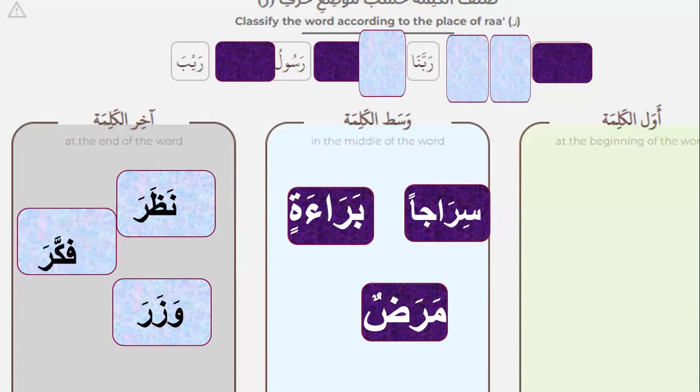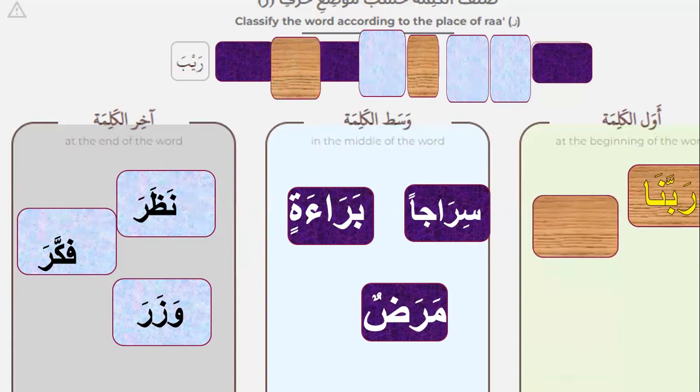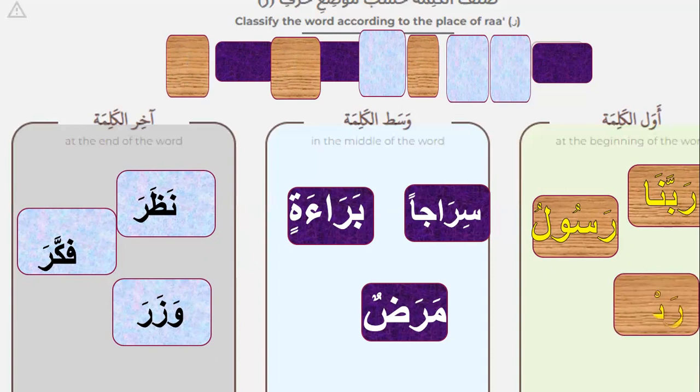Look at this word. Rabbana. Where is Ra? In the beginning. At the beginning of the word. Rasulu. At the beginning. Raiba. At the beginning.